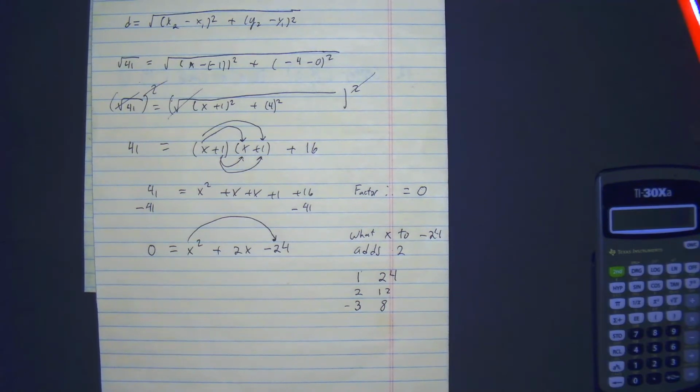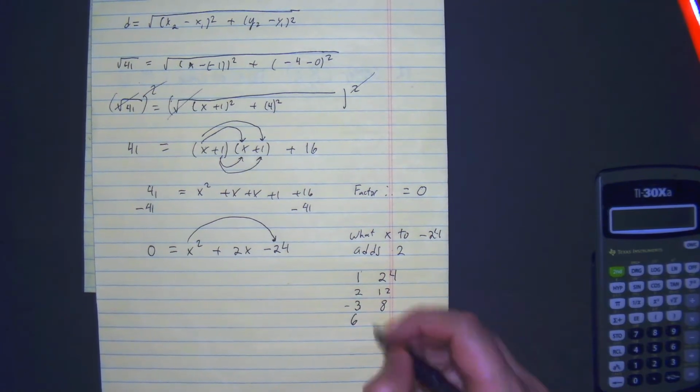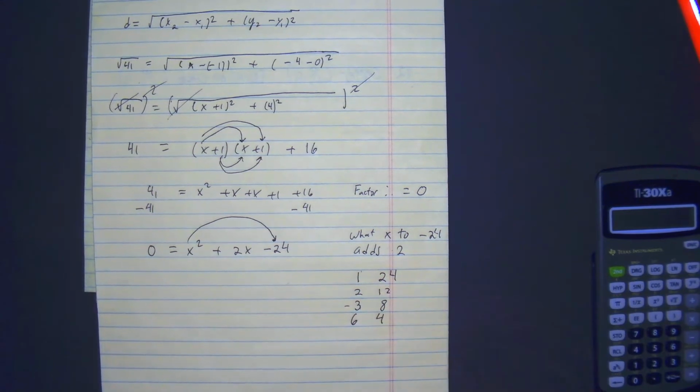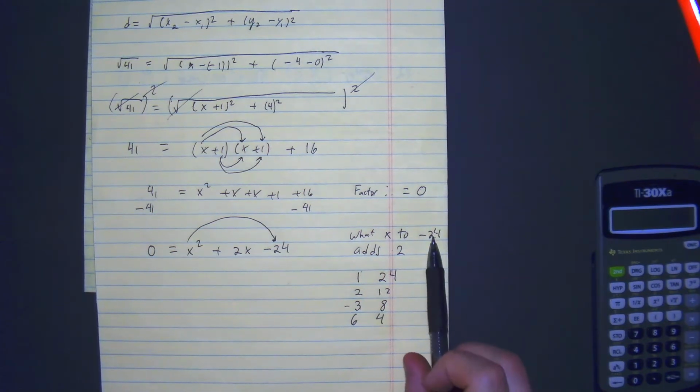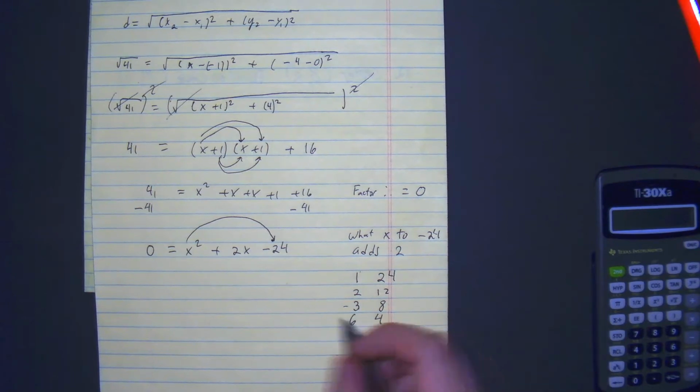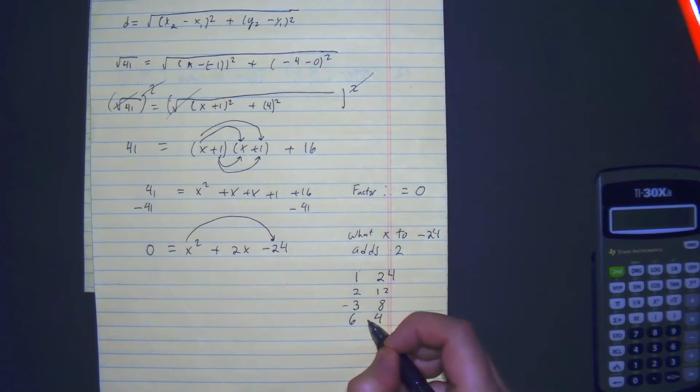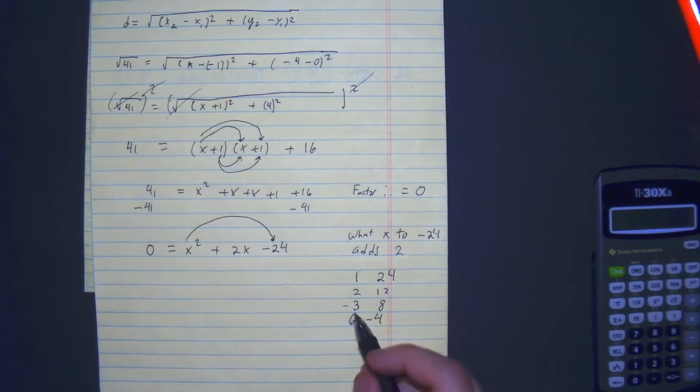Let's try the next one. 6 and 4. 6, 12, 18, 24. 6 times 4 gives me 24. One of them has to be negative because that's multiplied to negative 24. So, and it has to be a positive 2. So if I make that a negative, my magic numbers are 6 and negative 4.